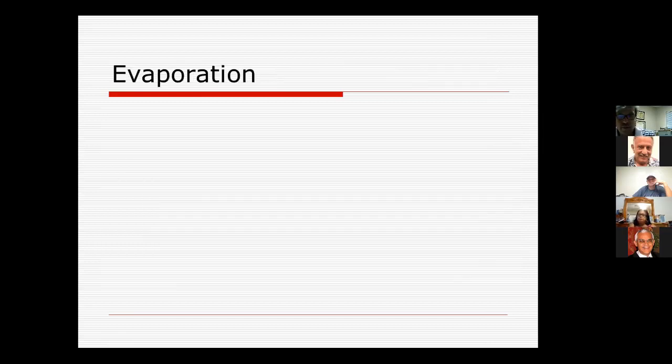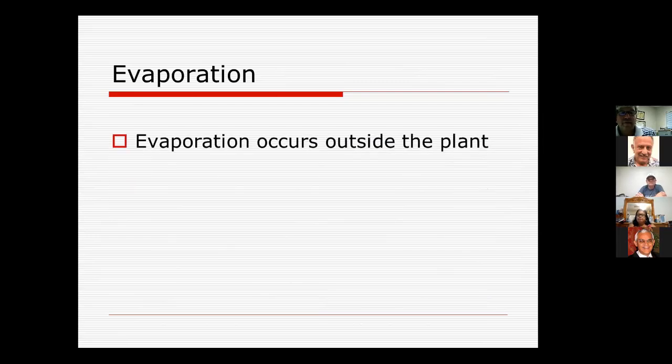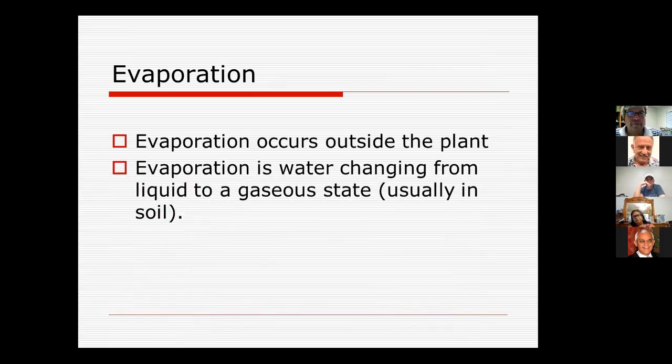And then a quick, easy one that follows it is evaporation. What is evaporation? First of all, evaporation is technically, when we talk about it in horticulture, something that happens outside the plant. Because if it's inside the plant, we call it transpiration. So again, if it's inside the plant, it's transpiration. If it's outside the plant, it's technically evaporation. And all evaporation is, whether it's inside or outside the plant, is water moving from a liquid state to a gaseous state.